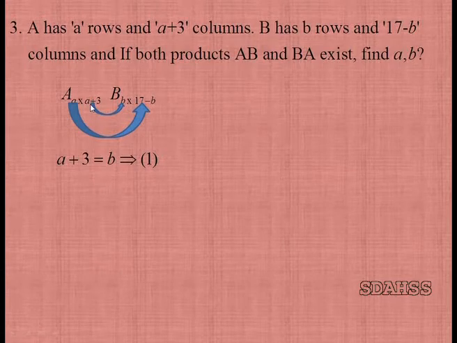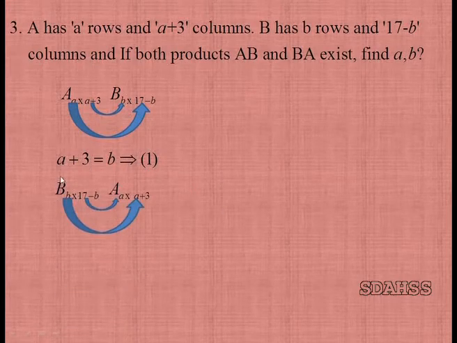Here the question itself says both the products AB and BA exist. That is given in the question. So the number of columns in A and the number of rows in B are both equal. So we can write A plus 3 is equal to B. Mark it as first equation.